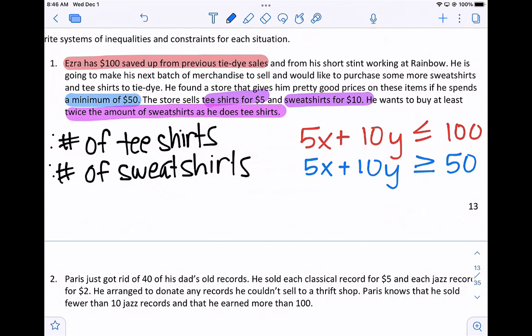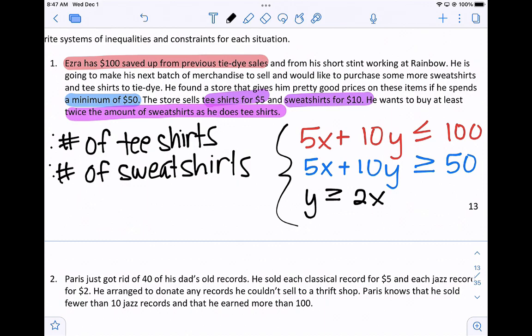He wants to buy at least twice the amount of sweatshirts as he does t-shirts. All right, so the sweatshirts should be greater than or equal to twice the number of t-shirts because he wants to buy twice the number of sweatshirts. So this is our system of inequalities. Again, can you take words and write the inequalities?